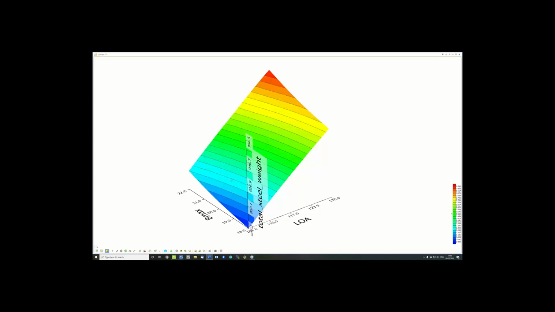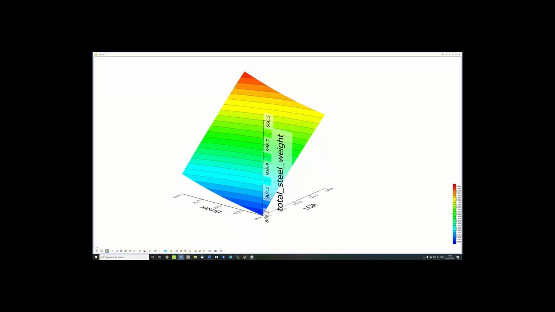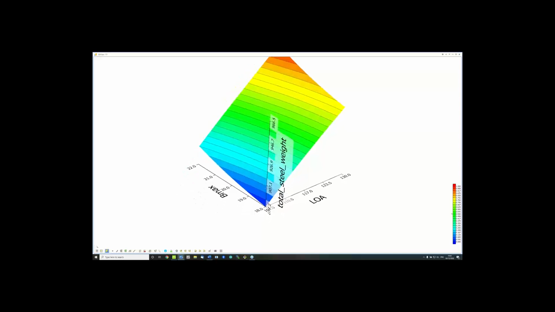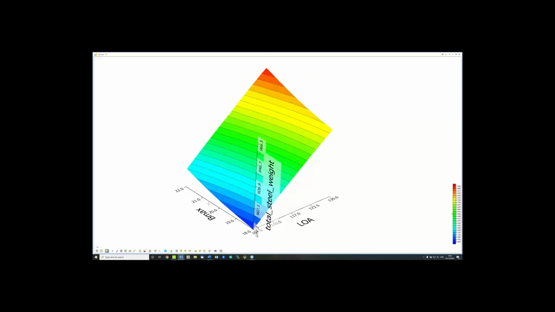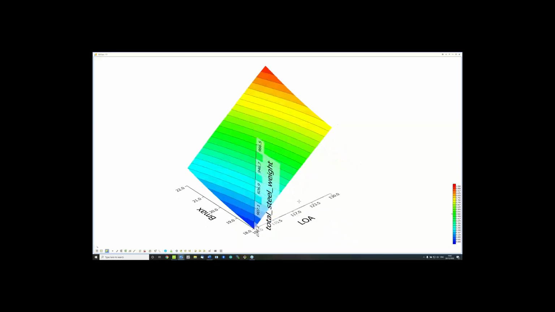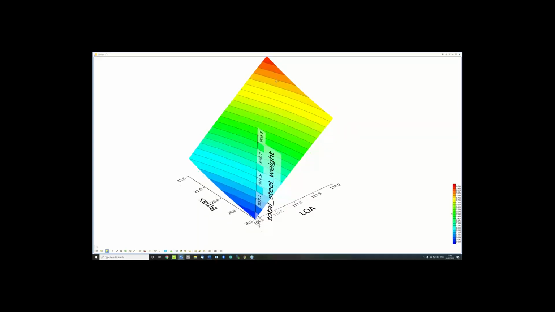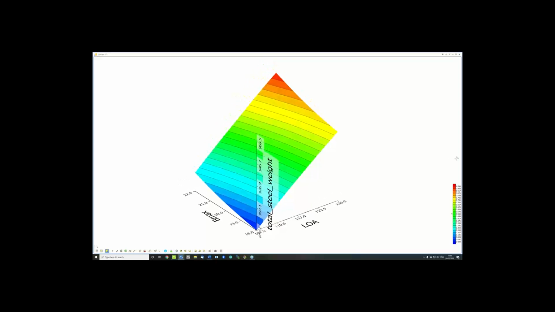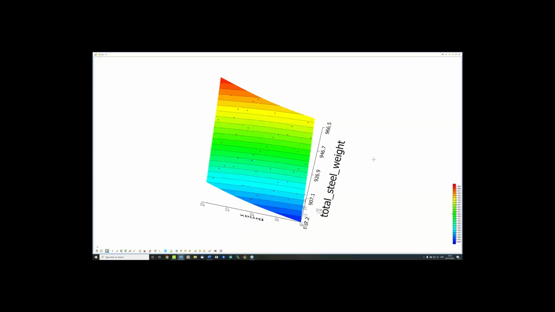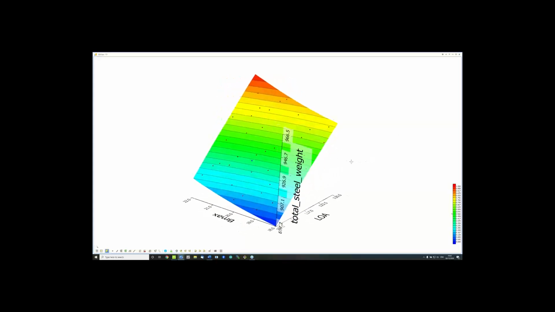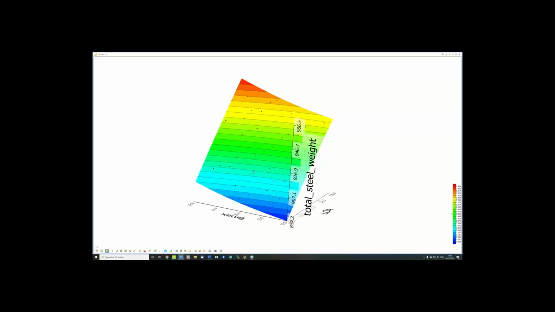So what we're looking at here is a response surface model predicting the total steel weight over our simple two-dimensional design space of maximum beam and overall length of the ship. If we look at this, we find that there's pretty much a linear correlation. So the longer the ship, the heavier it gets, obviously, and also the wider the ship, the heavier it gets. If we show the designs that were sampled based on a Sobol algorithm to set up this model, we find them scattered evenly across the design space.